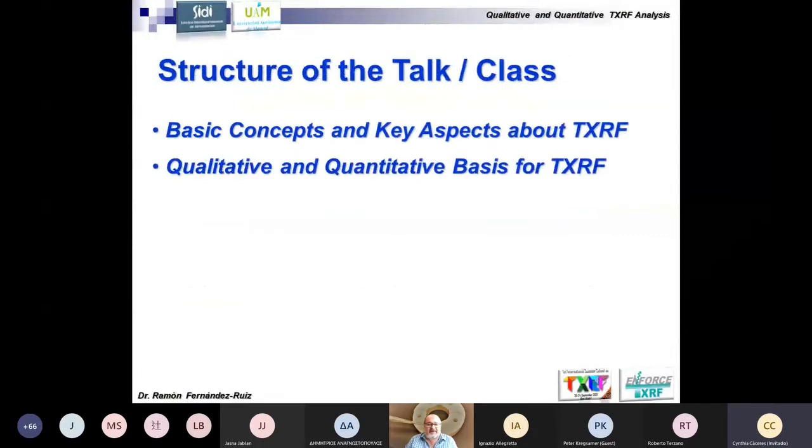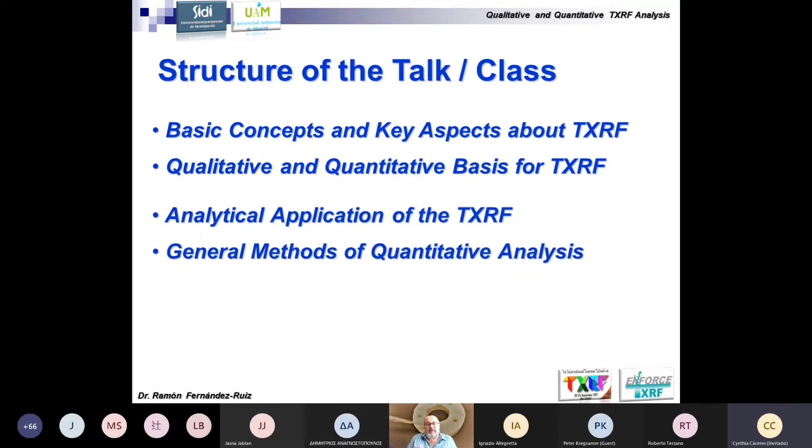The structure is very easy. As I commented, I want a basic review of basic concepts and key aspects about TXRF that I consider relevant for the whole understanding of the qualitative and quantitative practice of TXRF. Of course, we are going to see general methods of quantitative analysis and also analytical applications because, along the week, I know that my colleagues are going to develop this area extensively.